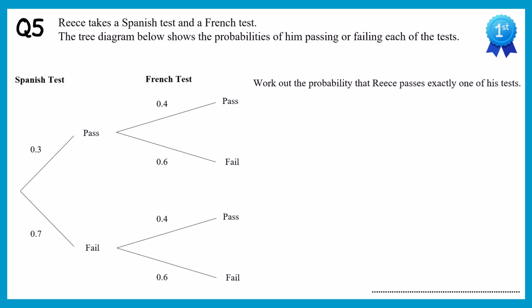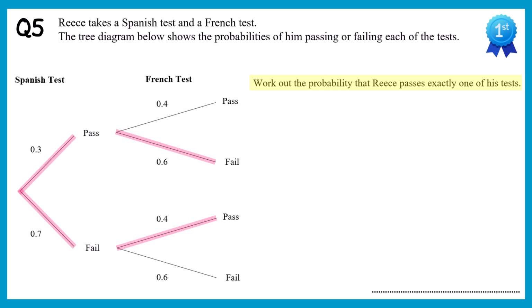In this question, we have a probability tree diagram that's been drawn for us, and we need to work out the probability that Reese passes exactly one of his tests. So for Reese to pass exactly one of these tests, he could pass the Spanish test, which is great news, but then he could fail the French test. So this is passing one of the tests, just Spanish. Or alternatively, he could fail the Spanish test, but then pass the French test. This is still passing exactly one of the tests.